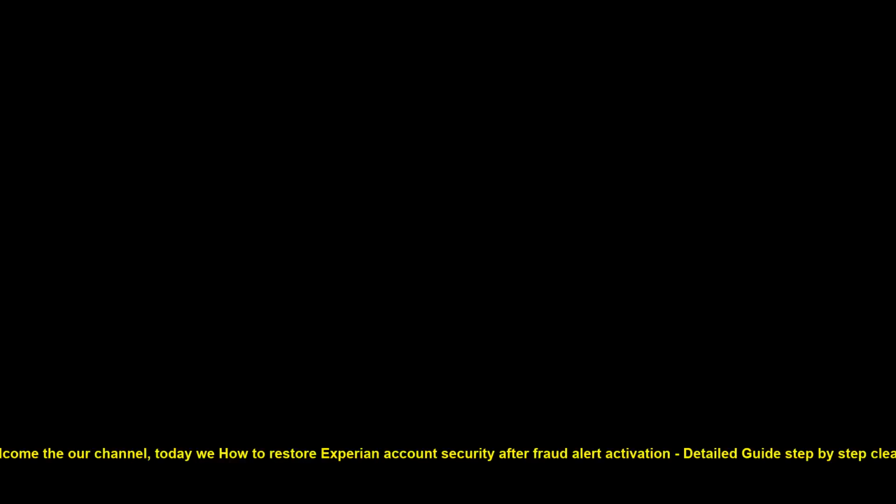Welcome to our channel. Today we will show how to restore Experian account security after fraud alert activation, in a detailed guide, step by step, clearly. Begin by gathering the necessary information related to your Experian account. Ensure you have your personal details, including your social security number, date of birth, and address ready.